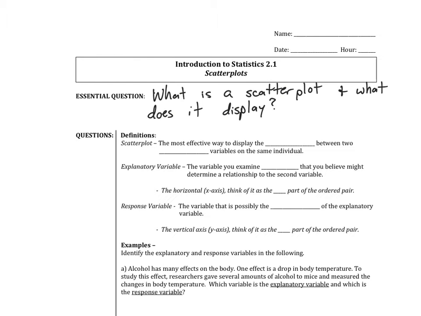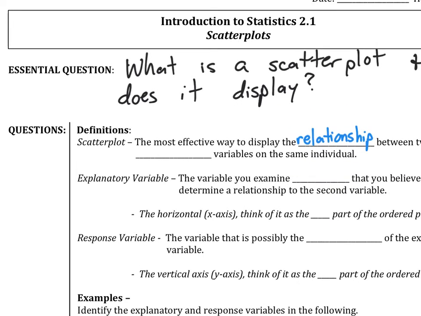All right, we're going to start with Chapter 2 today, and Chapter 2 begins with scatter plots. What we're going to find out is what a scatter plot is and what it displays. This might be somewhat familiar to you because it was covered in Algebra 1 and Algebra 2 if you had those classes. A scatter plot is the most effective way to display the relationship between two quantitative variables on the same individual.